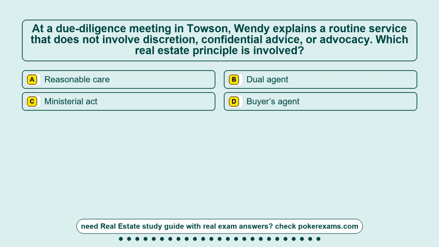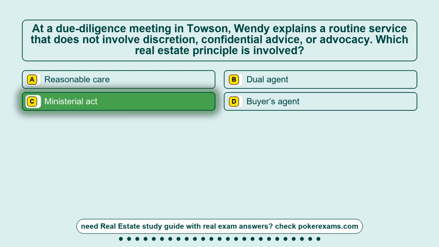Question 15. At a due diligence meeting in Towson, Wendy explains a routine service that does not involve discretion, confidential advice, or advocacy. Which real estate principle is involved? Option A, reasonable care. Option B, dual agent. Option C, ministerial act. Option D, buyer's agent. The correct answer is option C, ministerial act.